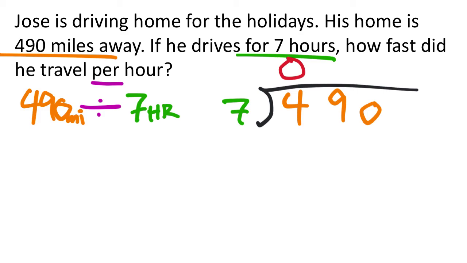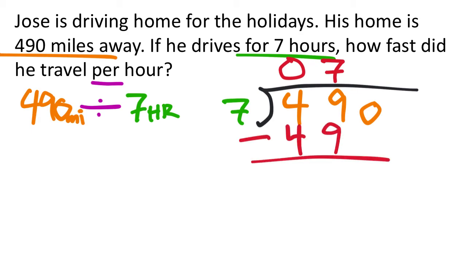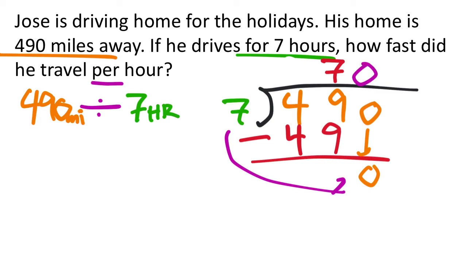So 7 won't go into 4. It's not big enough. But if I look at 49, that'll work. 7 will go into 49 exactly 7 times. And 7 times 7 is exactly 49, just like we said. So let me get rid of that 0, clean this up. But let me drop this orange 0 right here. How many times does 7 go into that orange 0? None. It won't go into it at all. So that's our number.